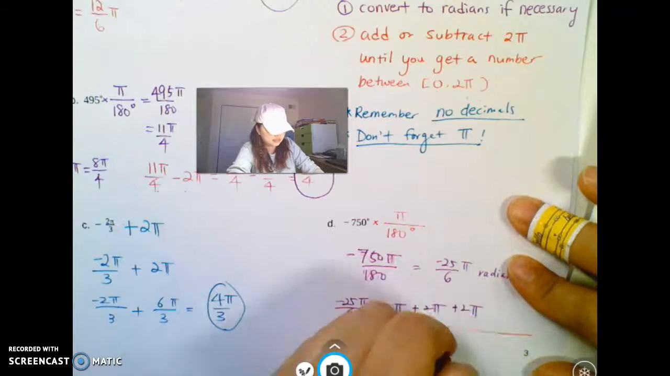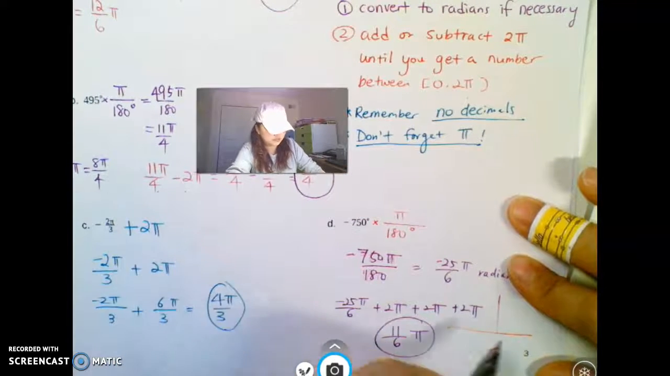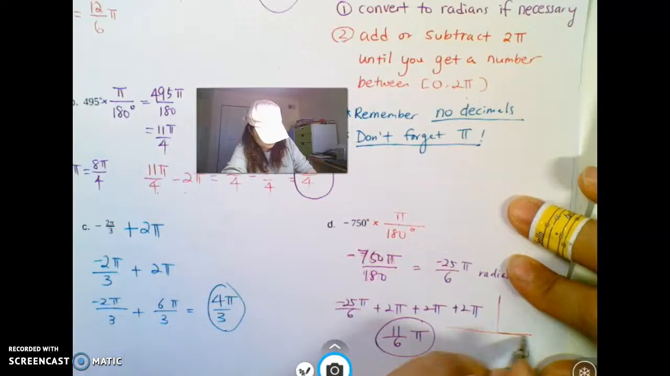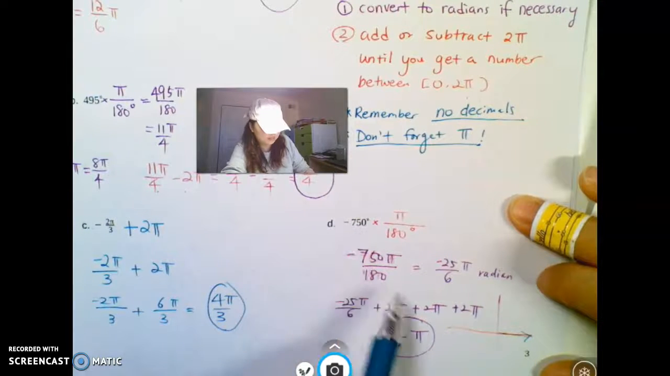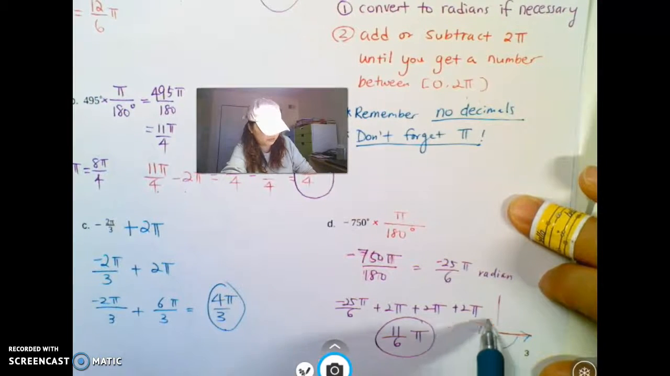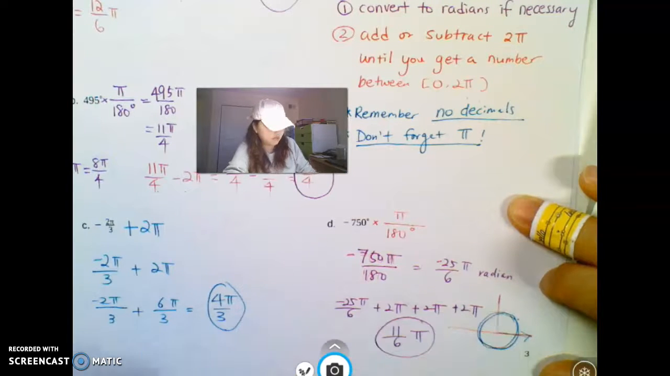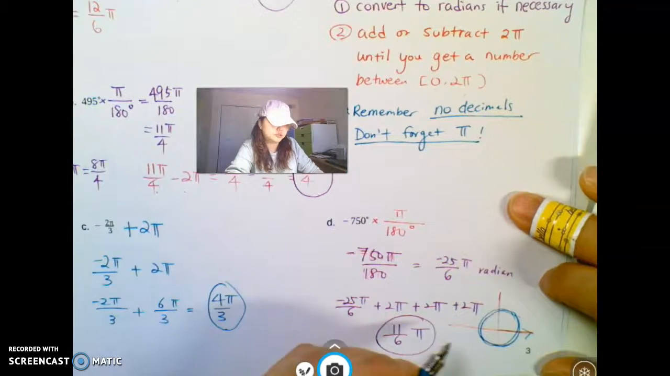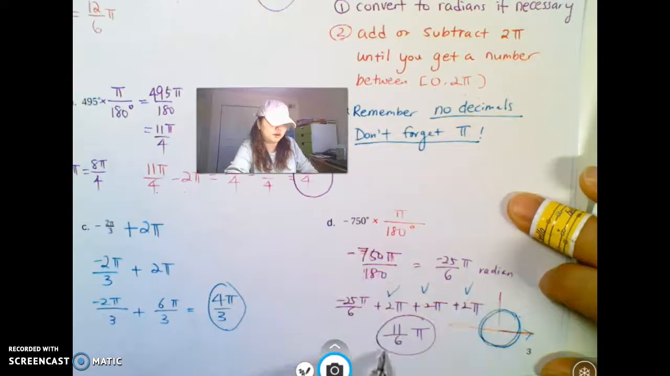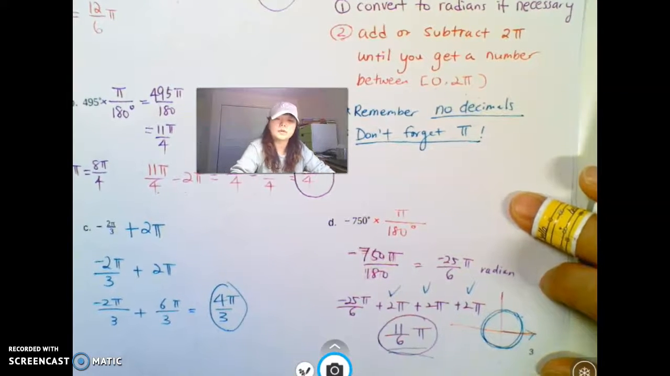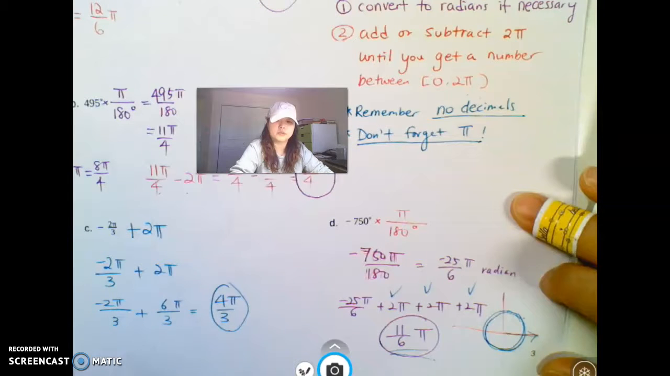So let's say this is a degree. This is the initial. This negative 750 would be going in the reverse direction. Once, twice, and 3 times, and somewhere here. That's why you might want to add 2 pi over and over until it becomes the number that's between 0 and 2 pi. So there you have it.